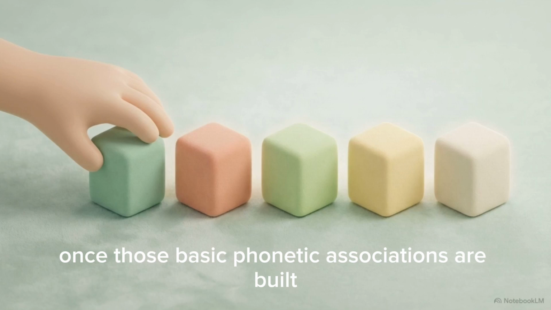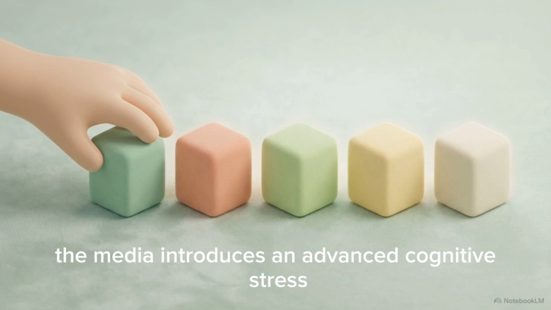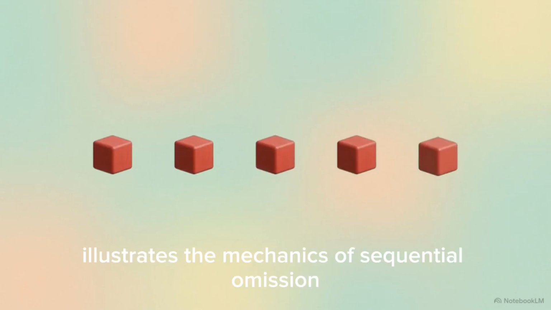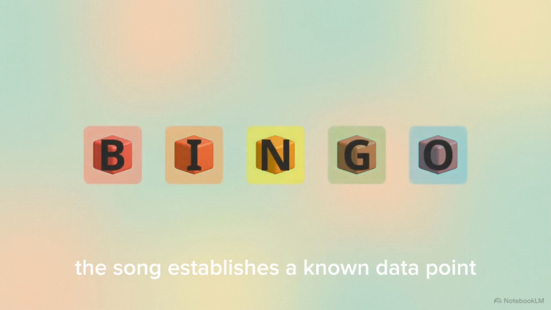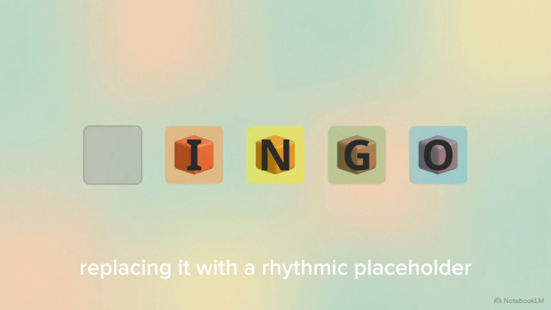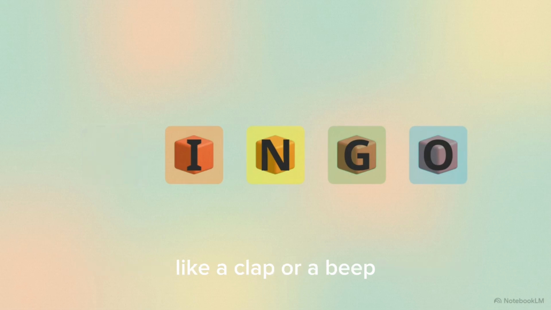Once those basic phonetic associations are built, the media introduces an advanced cognitive stress test, the spelling song, bingo. This sequence of blocks illustrates the mechanics of sequential omission. The song establishes a known data point, 5 letters. Then it drops a letter, replacing it with a rhythmic placeholder like a clap or a beep.